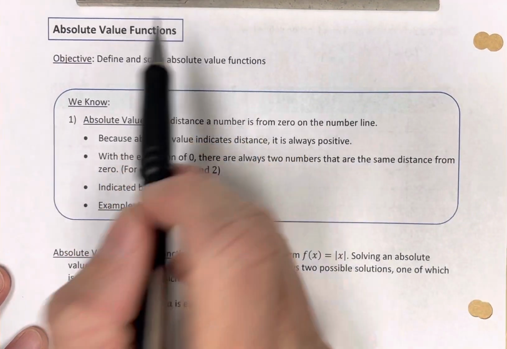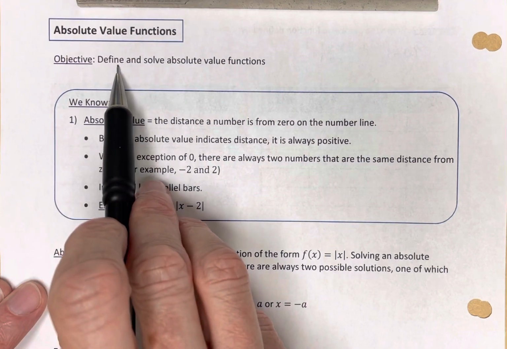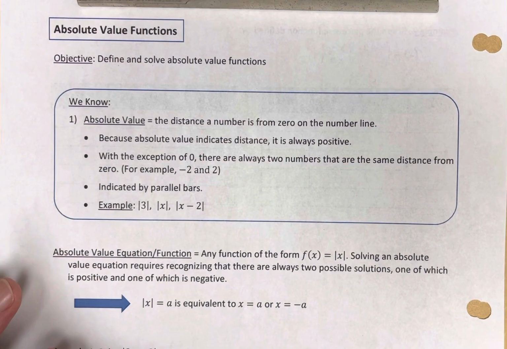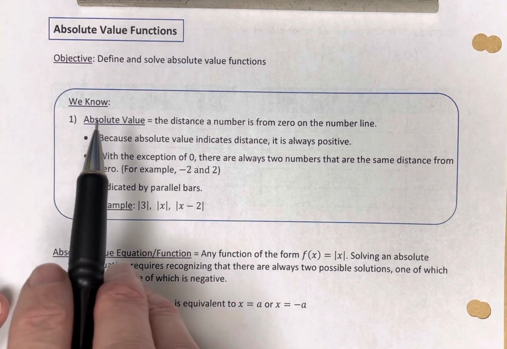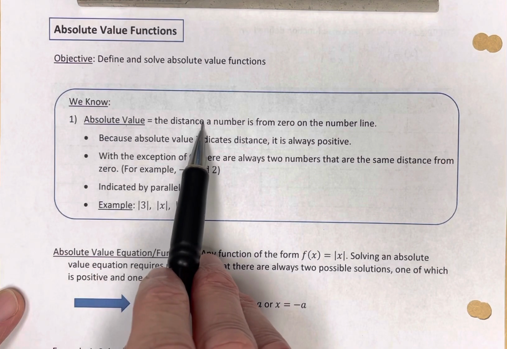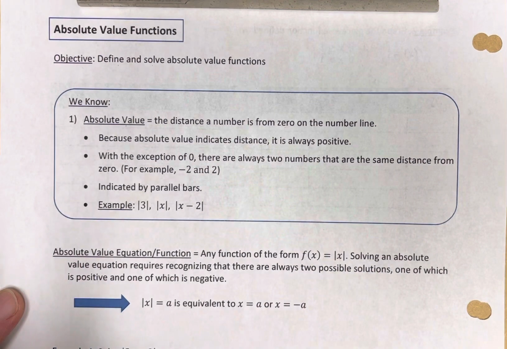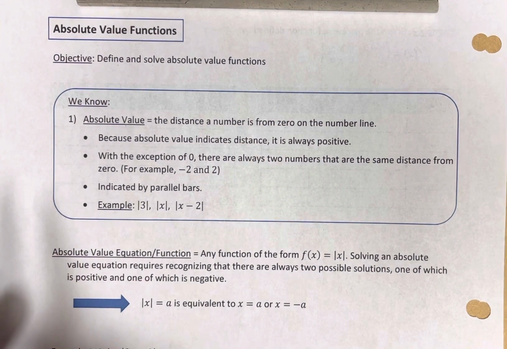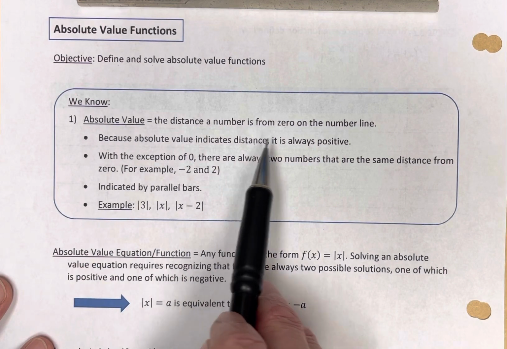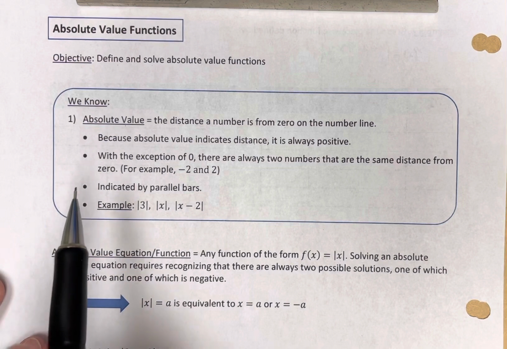Absolute value functions. Our objective here, we want to define and solve absolute value functions. So what do we know? Well, we know what absolute value is. Absolute value is the distance a number is from 0 on the number line. Absolute value is distance. And because it indicates distance, it's always positive. No such thing as negative distance.